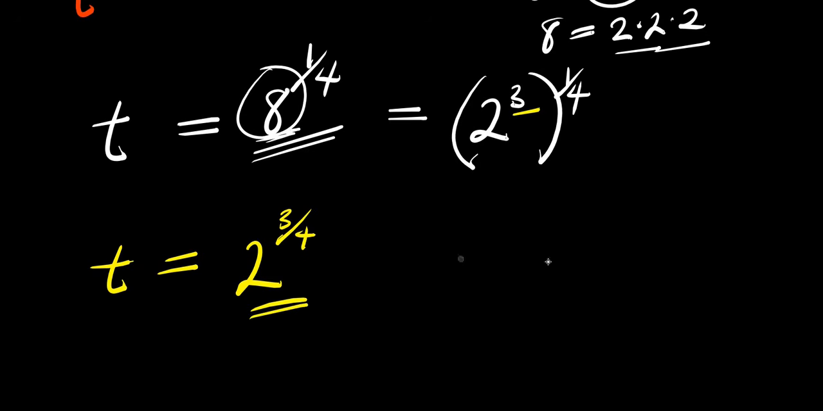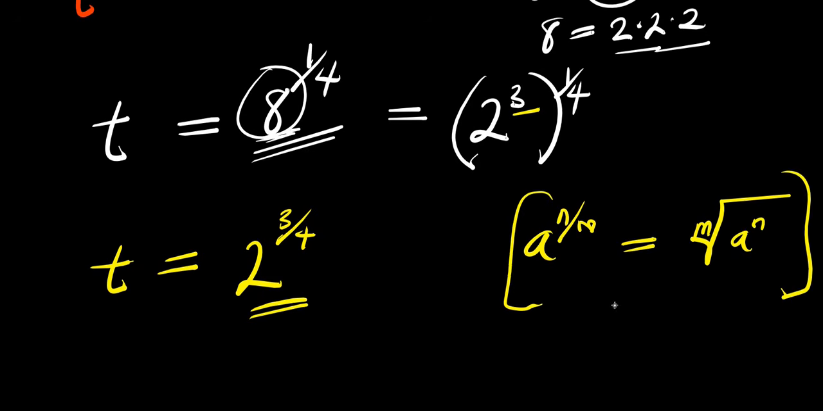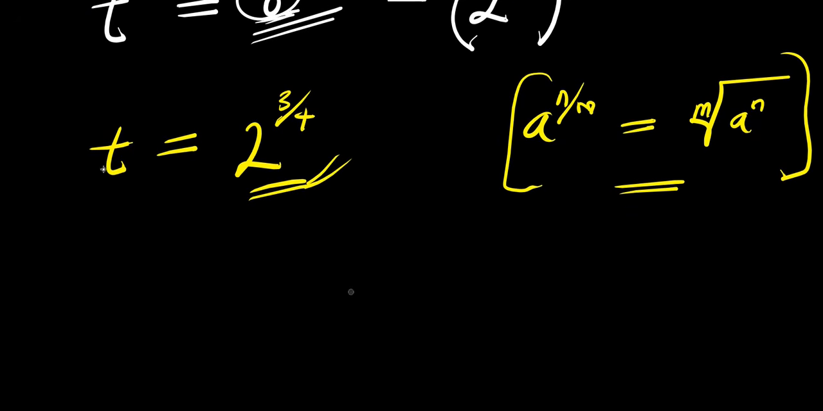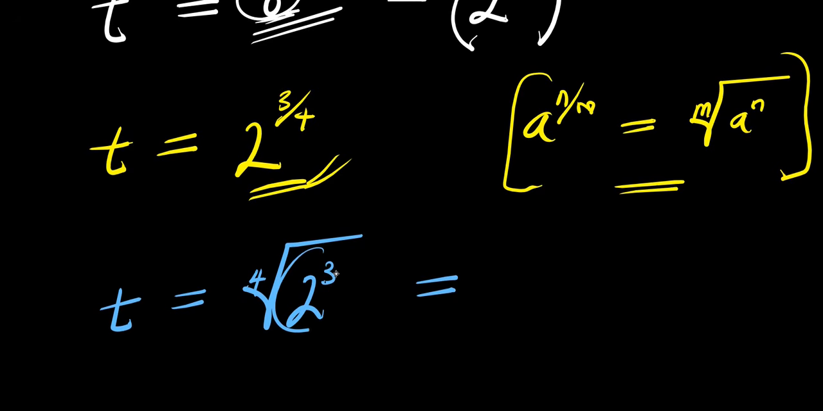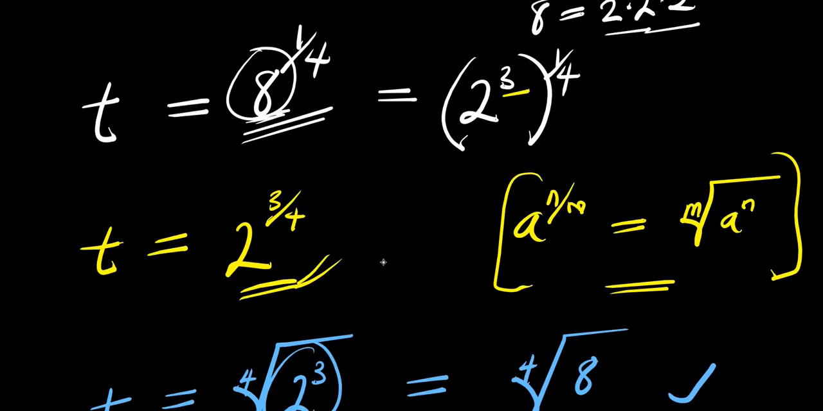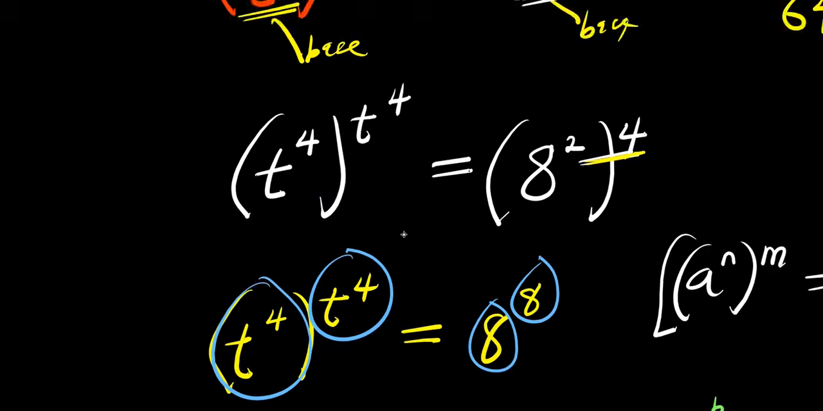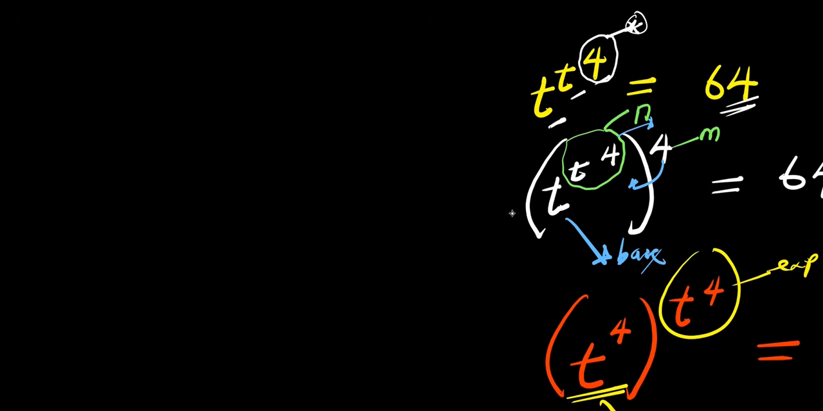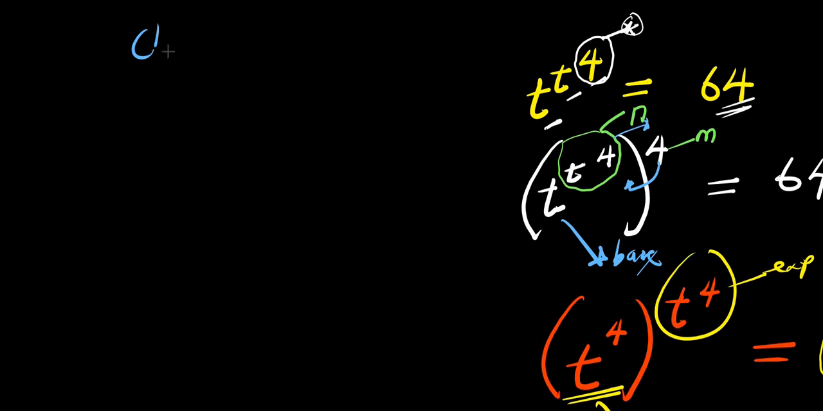We can as well transform this again. Remember, if you have a power n over m, this equals the m root of a power n. We apply this identity here. You simply have t equals the 4th root of 2 power 3. And remember, 2 power 3 is 8, so we have the 4th root of 8. So this becomes our answer. Now, what we can do again will be to insert that particular value of t back here, and let's check if it's going to satisfy the equation.